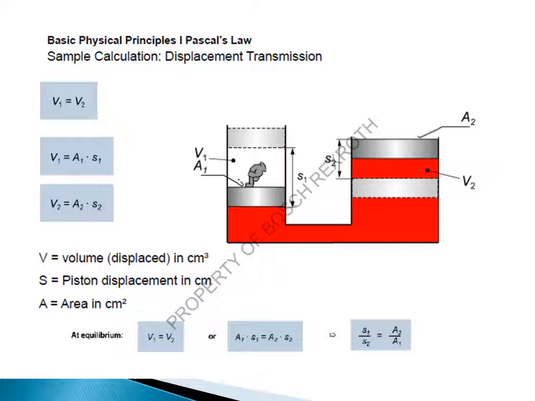So V1 equals A1 into S1, area into displacement. Similarly, V2 can be calculated: this is area multiplied by S2. So you know that under the equilibrium condition, V1 equals V2. Therefore A1 S1 equals A2 S2, or S1 upon S2 equals A2 upon A1, right? So if you want to calculate the displacement at this larger end, you can easily calculate by putting the values of S1, A1 and A2.